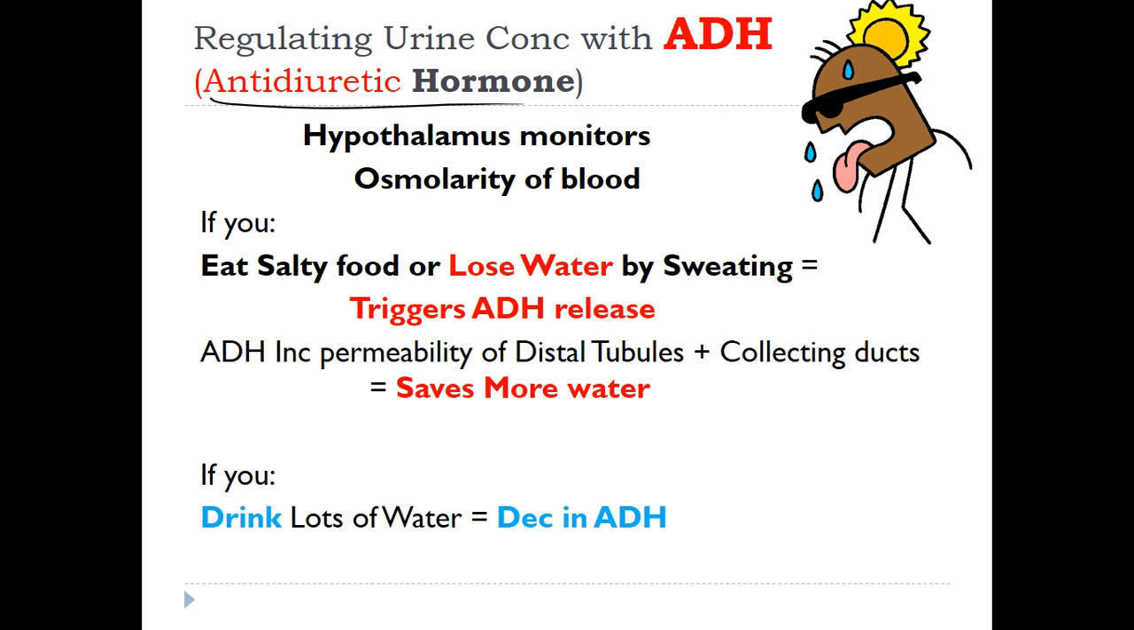The basic idea is if you eat a whole bunch of salty food or you lose a bunch of water because you're sweating in the hot sun, your body releases this anti-peeing hormone, which changes the distal tubules and allows you to save more water. If you drink a lot of water, then your amount of ADH decreases, and then you don't stop yourself from peeing. You pee more and you lose water.